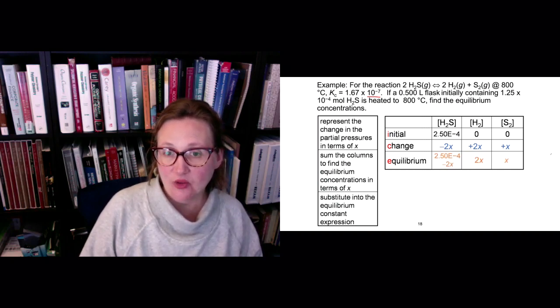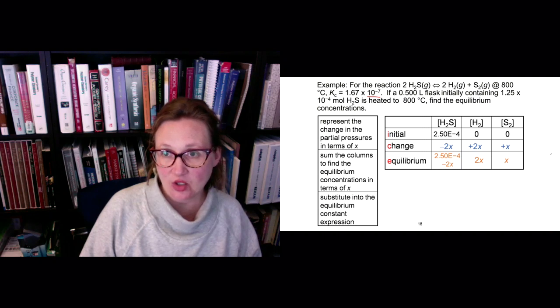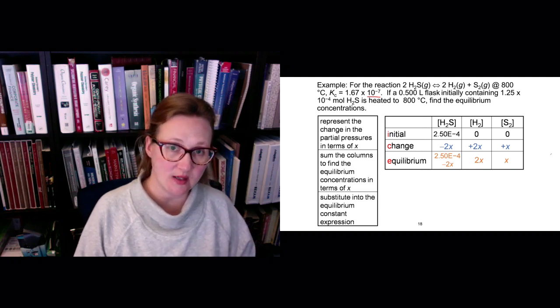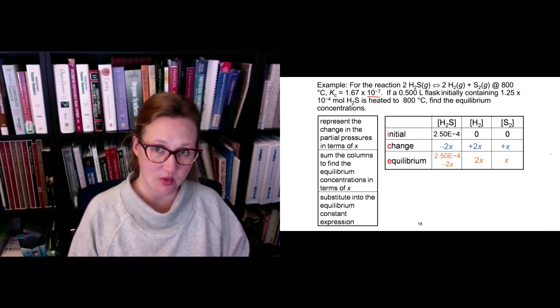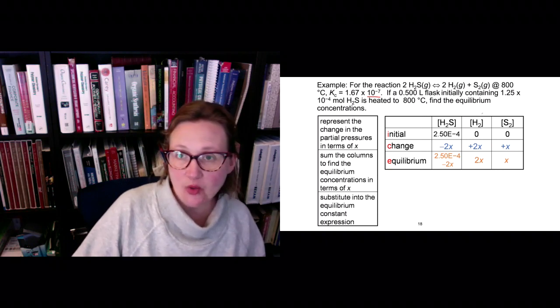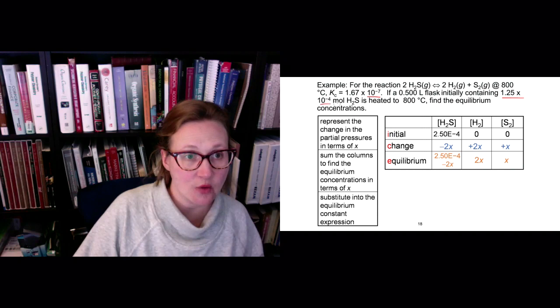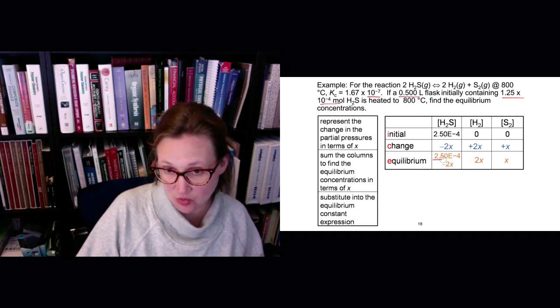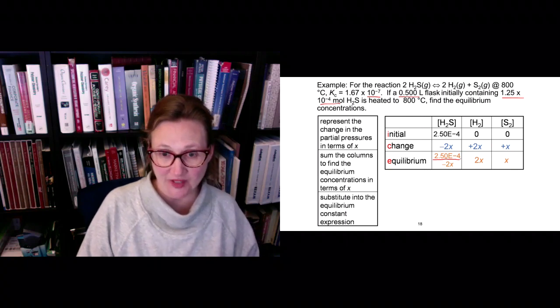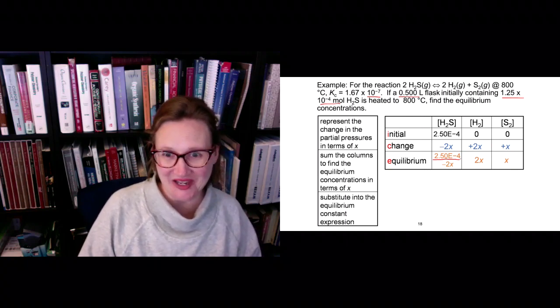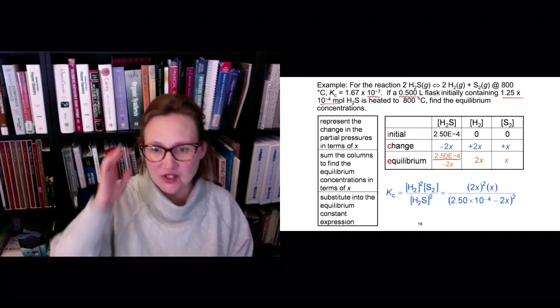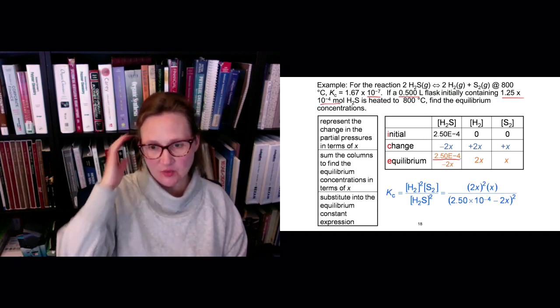At equilibrium, we're going to have our initial concentration minus 2x, H2 is going to increase by 2x, and our S2 is going to increase by x. So we're going to solve for x. Also, I want to point out that we have 1.25 times 10 to the minus 4 moles in a 0.5 liter flask. That's where I got this number, 2.5 times 10 to the minus 4, in case you were concerned with that. Let's put it into our Kc expression.